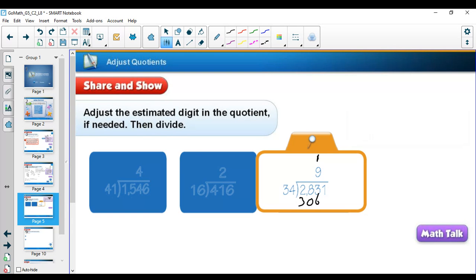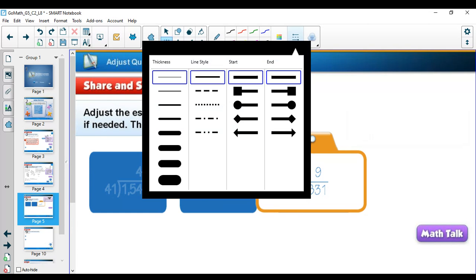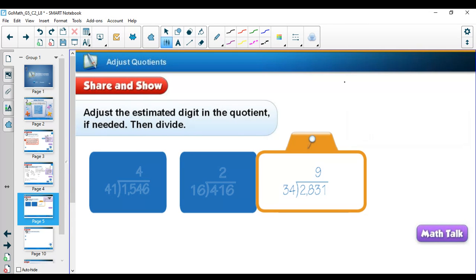So instead of 9, let's start over and let's try the number 8. 8 times 4 is 32. 8 times 3 is 24, plus that is 27. So we get 272. Let's double check and make sure this works. 3 minus 2 is 1. 8 minus 7 is also 1. 11 is less than 34. And so we are good to go.